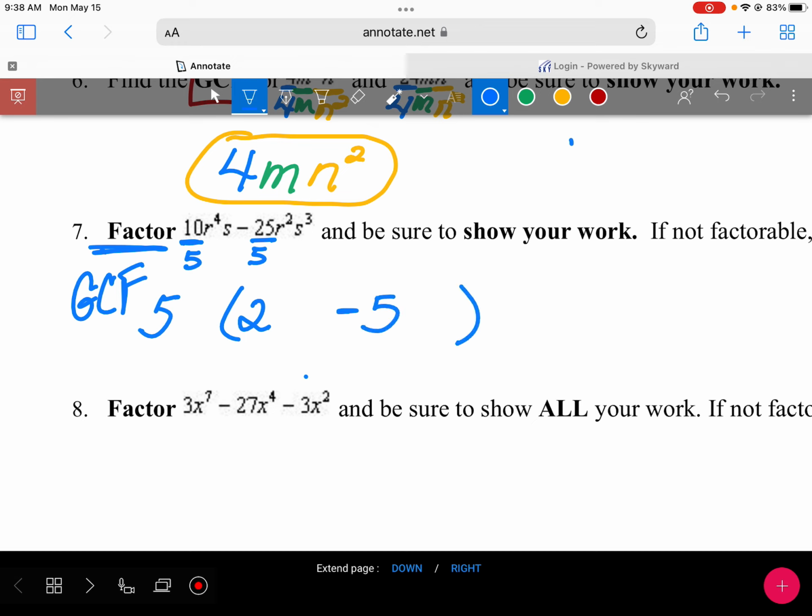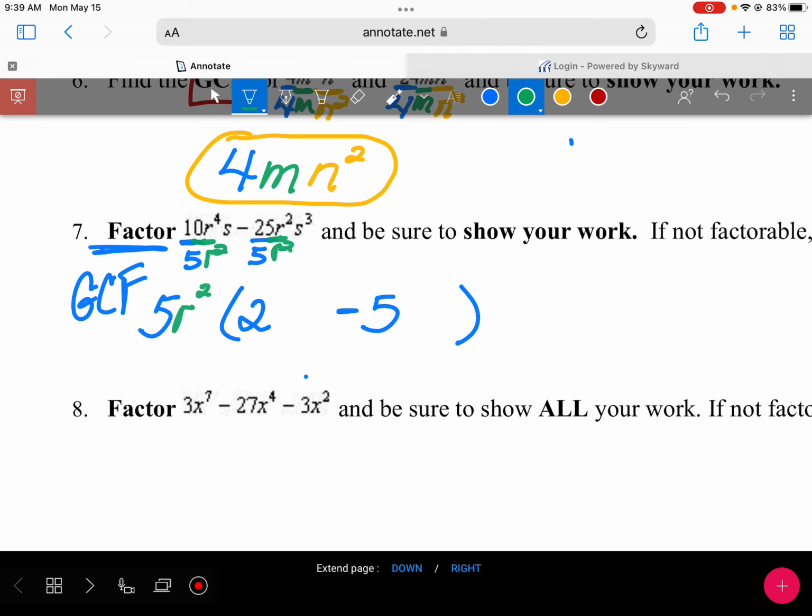Okay. Now, let's take a look at the R. It's talk like a pirate day, isn't it? No. Stop. R to the fourth and R squared. What's the largest amount of R that I can factor out of both? Yeah. R squared. So R squared here gets factored out.